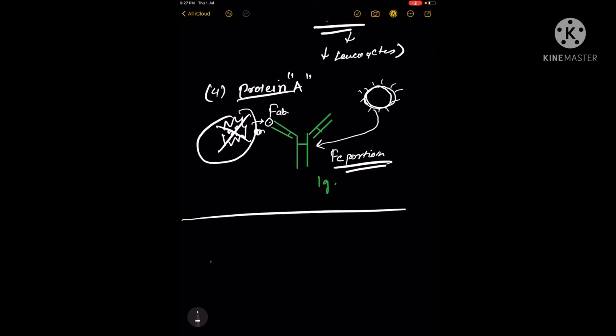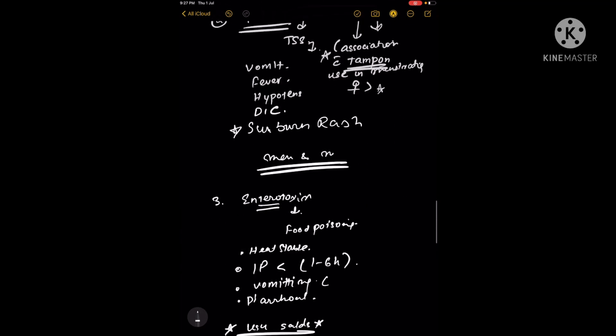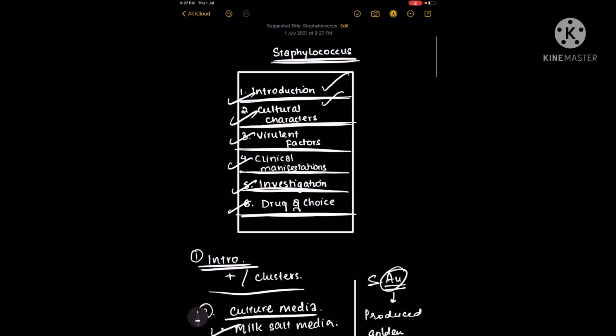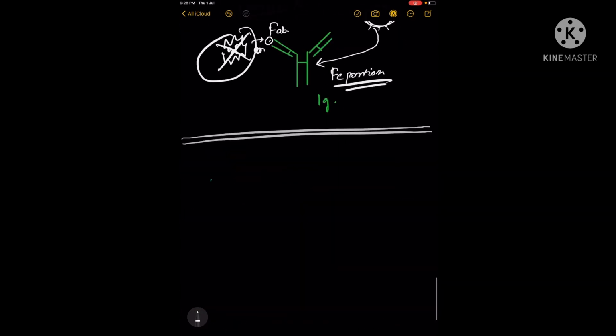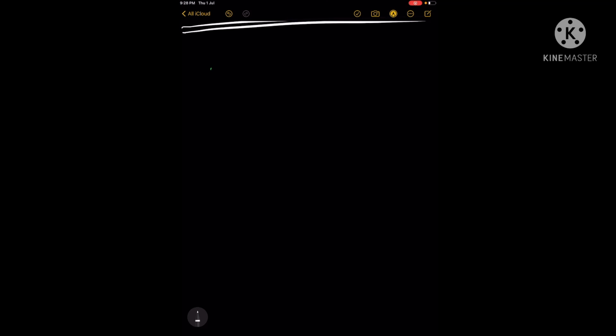So our major chunk is over. We have discussed the introduction, we have discussed the cultural characters, and the virulence factors. Now the clinical manifestation, investigation, and drug of choice are easy. So let's dive into the clinical manifestations, and you can remember them by a simple mnemonic.